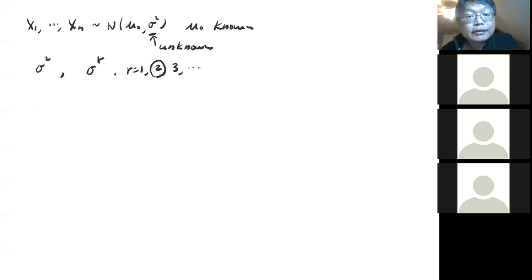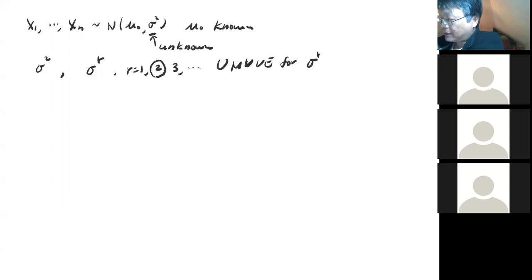Okay, so let's do what if gamma is general. Derive the expression for what you consider to be an excellent candidate. Not only that, but can I find the UMVUE for sigma to the gamma, where gamma is general?